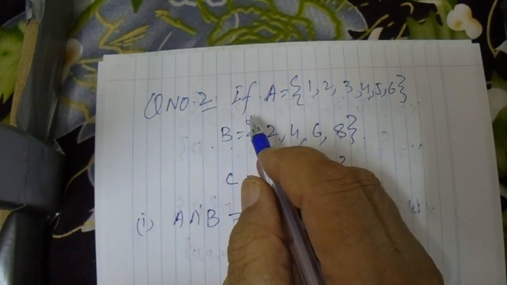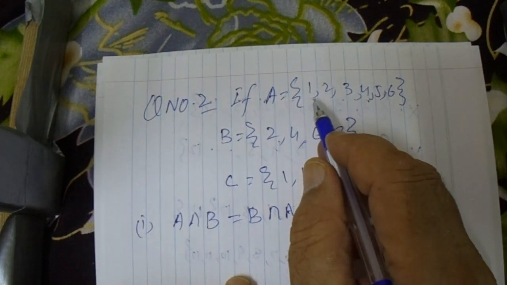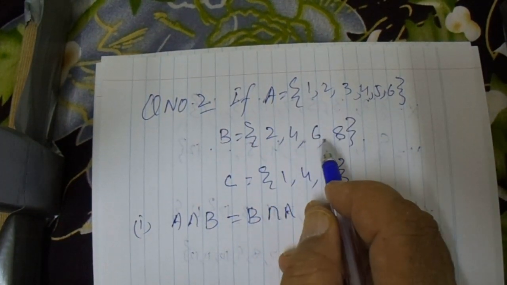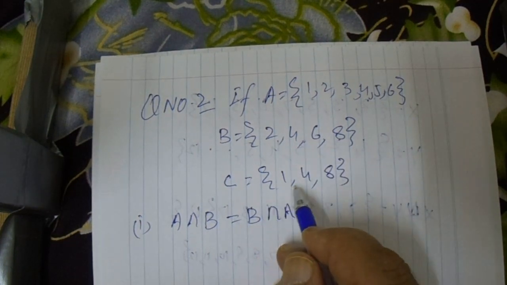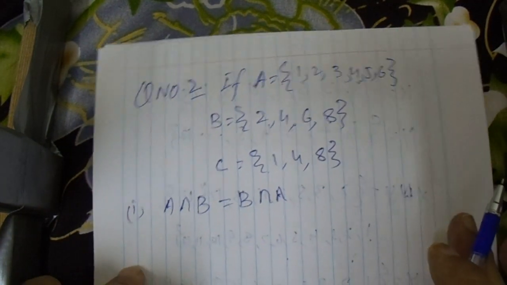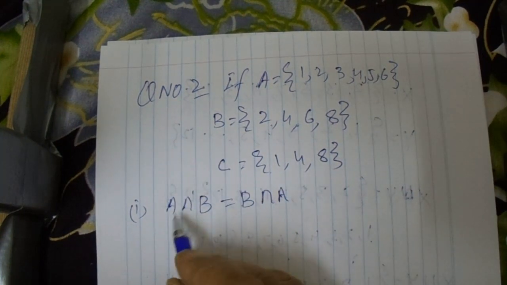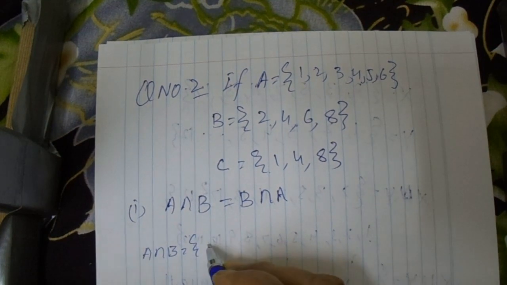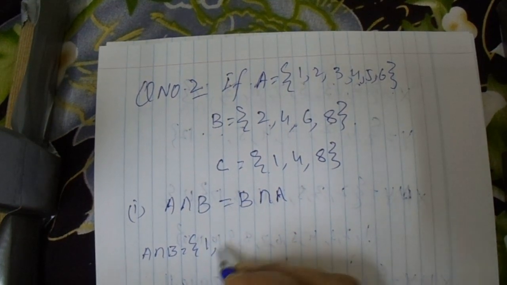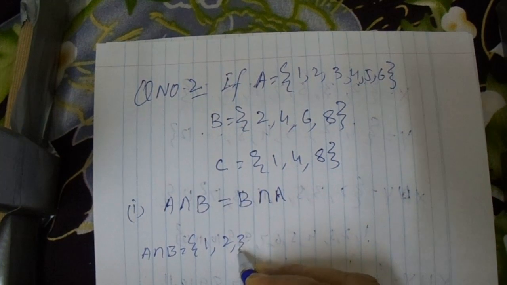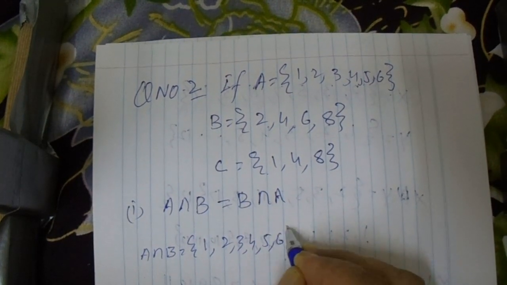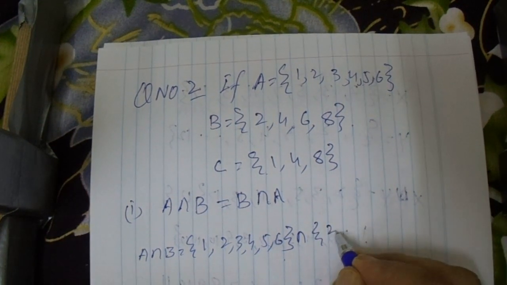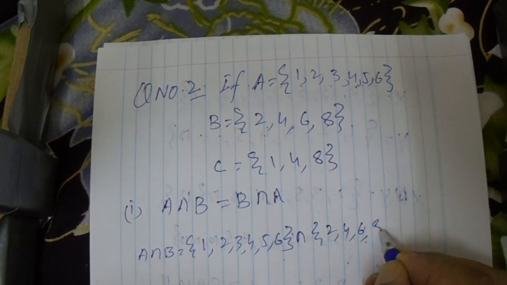Now the question number 2 is: if A is equal to {1, 2, 3, 4, 5, 6}, B is {2, 4, 6, 8} and C is {1, 4, 8}. First we find A intersection B. We write the elements of A: 1, 2, 3, 4, 5 and 6. Now intersection, we write B: 2, 4, 6, 8.